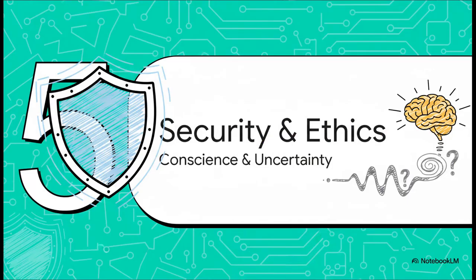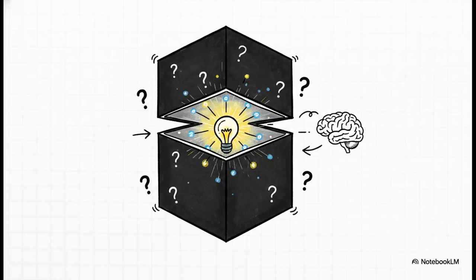Moving to part five, security, ethics, and uncertainty. Okay, XAI, explainable artificial intelligence. See, as deep neural networks become more and more powerful, they also turn into these opaque black boxes. A lot of the time, we literally don't know exactly why they made a specific choice. So XAI is this entire architectural field dedicated entirely to cracking open that black box, just so humans can actually understand and, more importantly, trust the machine's output.